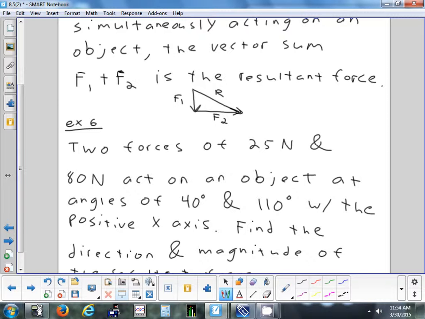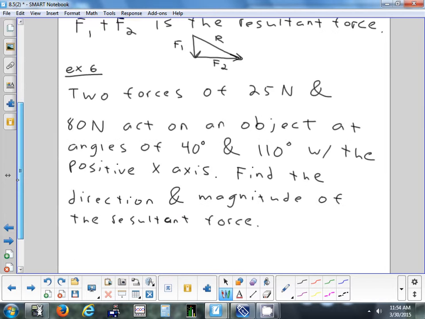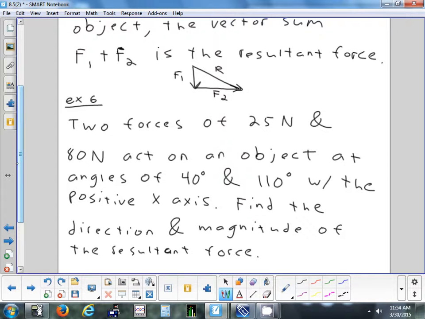But once we have the resultant vector, you guys know how to find the magnitude. That's like the Pythagorean theorem formula. It's just finding the resultant force. That's the part that takes a little bit of time. Okay. Does everyone have up to example 6? Okay.